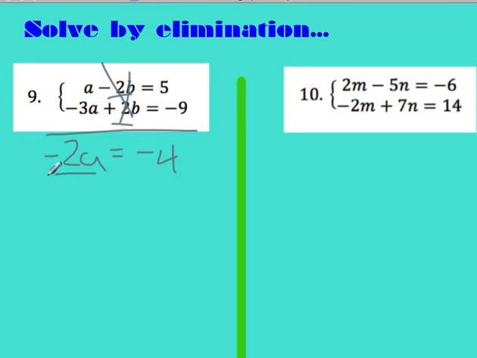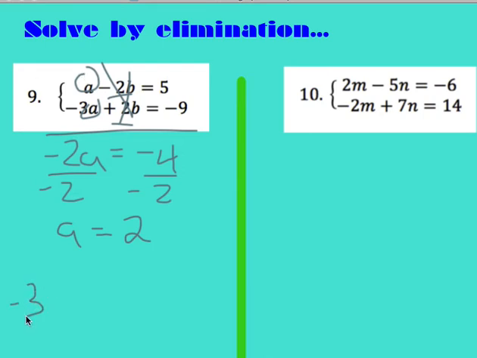So now that negative 2 is being multiplied by the a. To get it over to the other side, I'm going to divide both sides by negative 2. So negative 4 divided by negative 2 is going to give me 2. So a is equal to 2, and I can plug it in there or there. It doesn't matter which equation I plug it into. Well, let's just plug it into the bottom one.